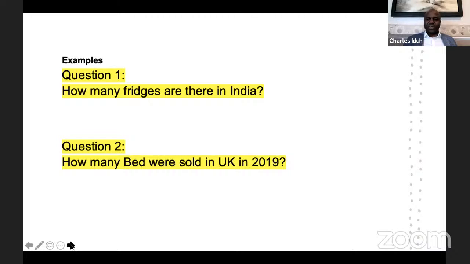How many fridges are there in India? I'm going to give you 2 minutes to think of it, and at the end, I want an estimate. There is no exact answer. I want an estimate. Is it 50 fridges in India? Is it 1 million fridges in India? At the end of your analysis, I'd like you to tell me how you arrived at your outcome, how you arrived at your final answer.